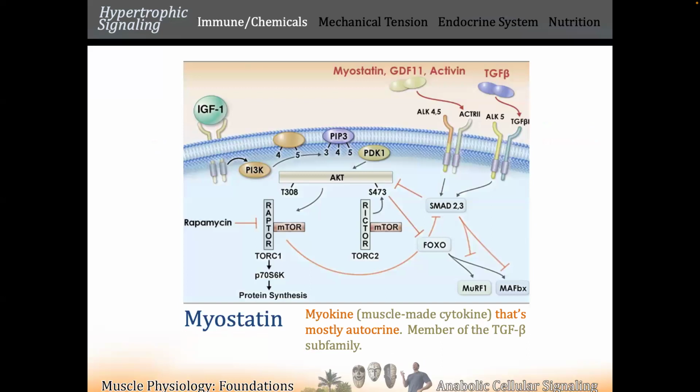Myostatin is a myokine, right? It's a cytokine, a protein produced by muscle fibers, and it blocks PKB. So it inhibits protein synthesis, and it also inhibits the differentiation of myoblasts, so you don't get mature muscle fibers. And then follistatin, if you remember, is a binding protein, and it binds to myostatin and inhibits it.